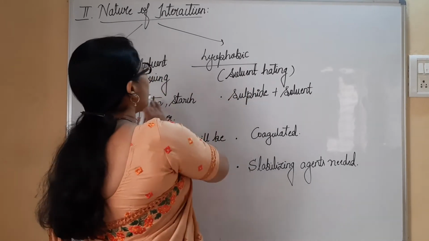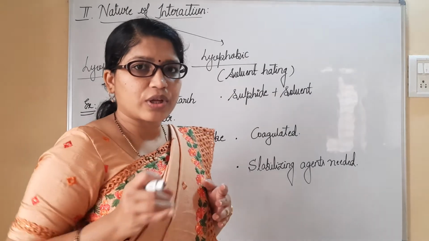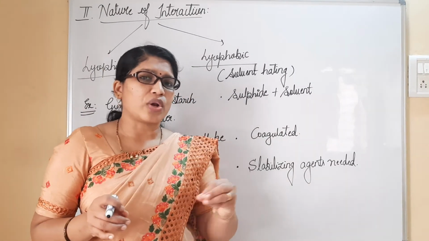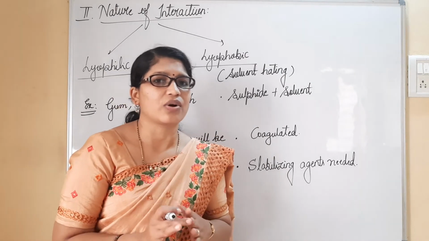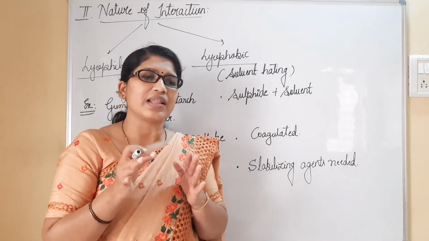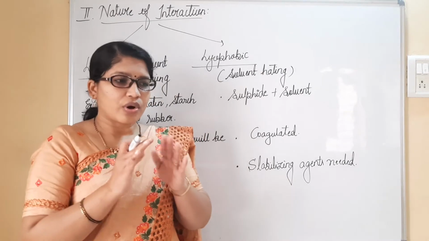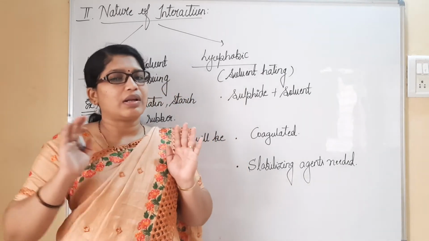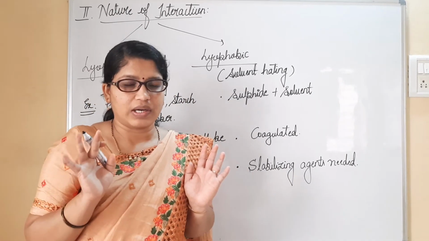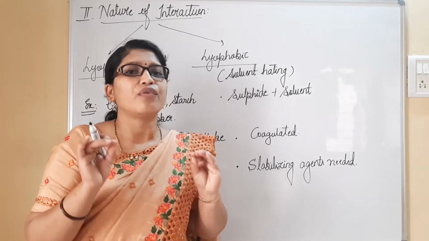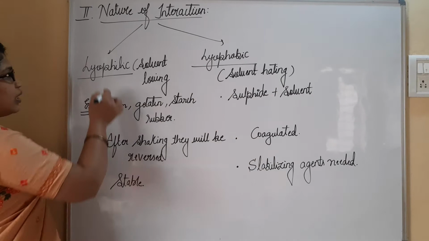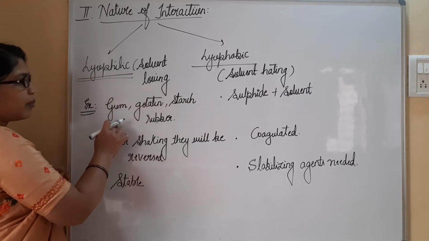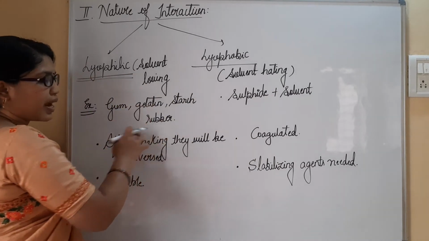Exactly opposite to lyophilic, we have lyophobic colloids. They are solvent hating. They do not easily get dissolved in solvents. They are called as lyophobic. Phobia in the sense a kind of fear or being inert, remaining outside from the solvent. They are called as phobic, lyophobic colloids. Right? Now, if you consider lyophilic colloids, I have example gum, gelatin, starch and rubber.